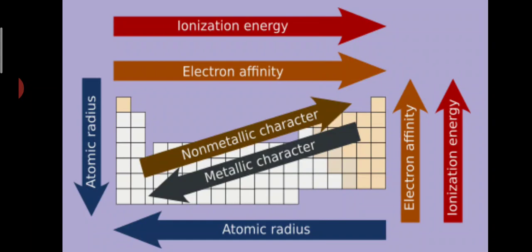As you move from left to right, the atomic radius decreases, which makes the ionization energy increase. Because atomic radius is small, what happens?